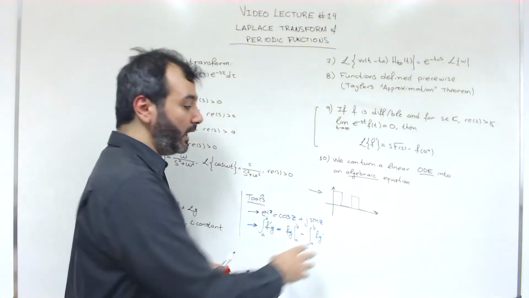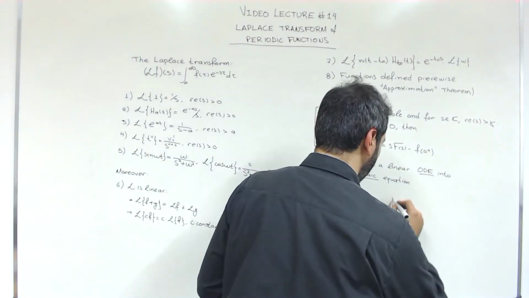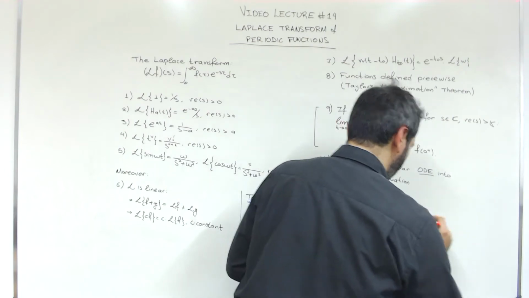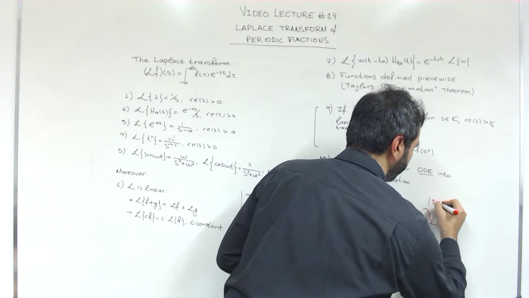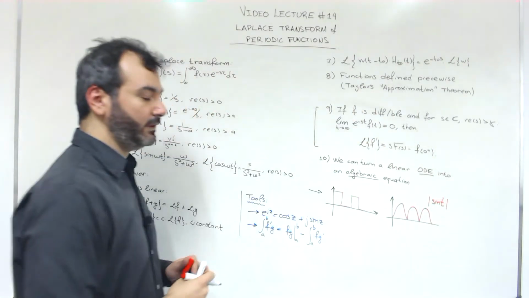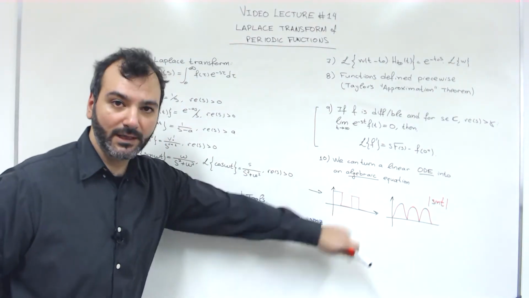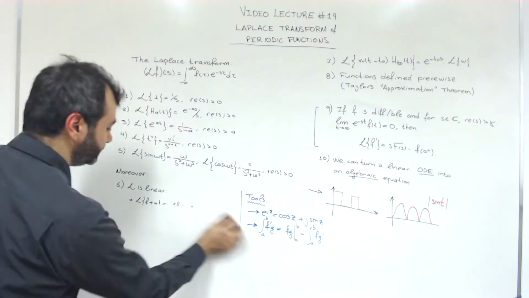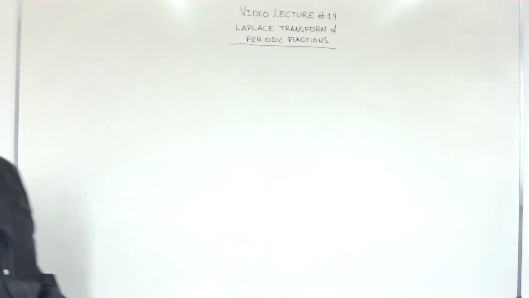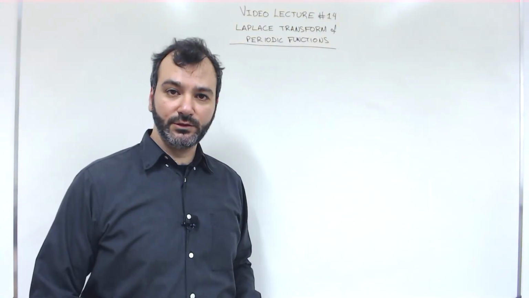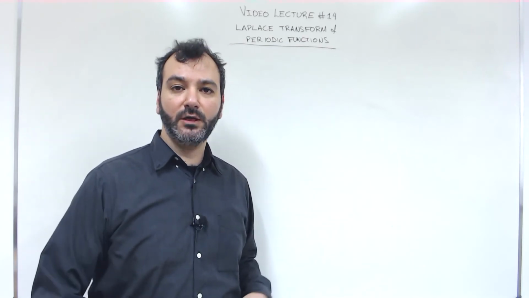square waves. So how do we derive the Laplace transform of such a time domain function, or even rectified sine waves? This is given by absolute value of sine of t, or absolute value of sine of omega t. So how can we find the Laplace transform of such periodic functions? But first of all, what is a periodic function? A periodic function is a function which follows a pattern in time, which repeats itself.